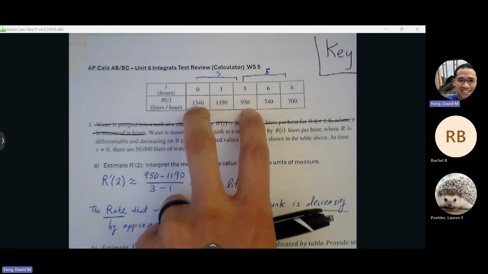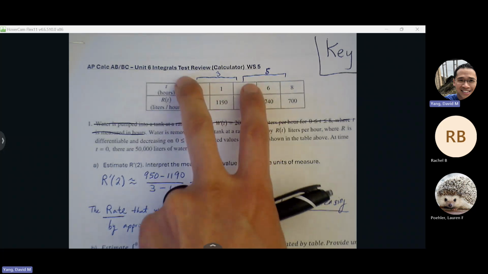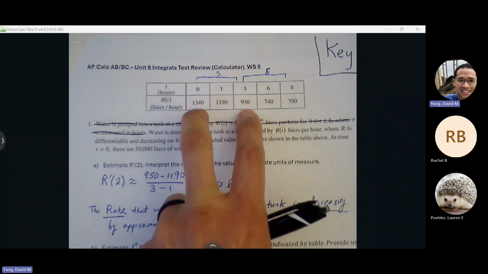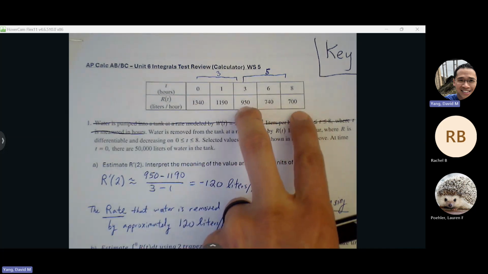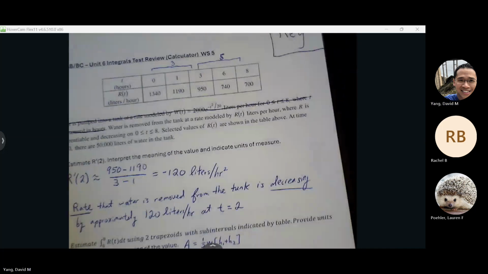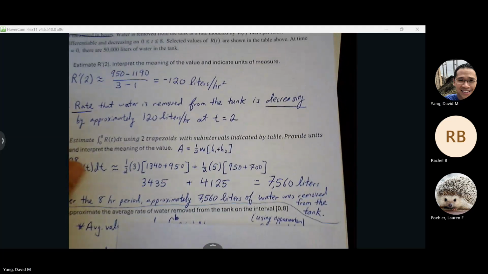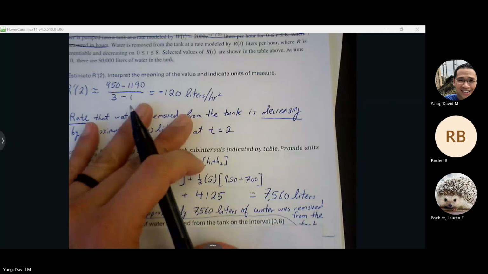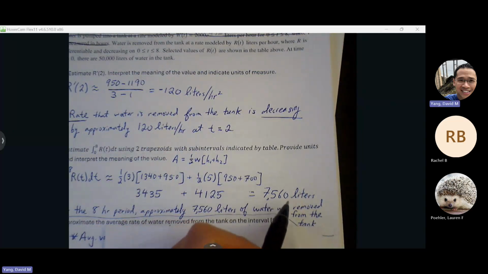Okay, make sure that you're only using the y-values that the bracket is coming down on. So we only use 1340 and 950, and then 950 and 700 for the second trapezoid. We add those values together and we get 7560.